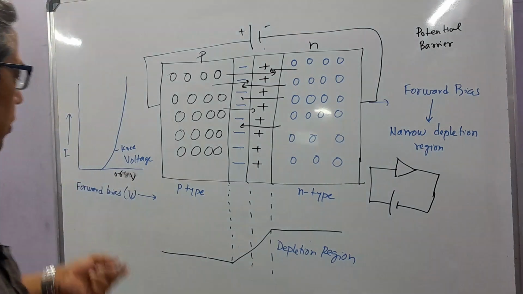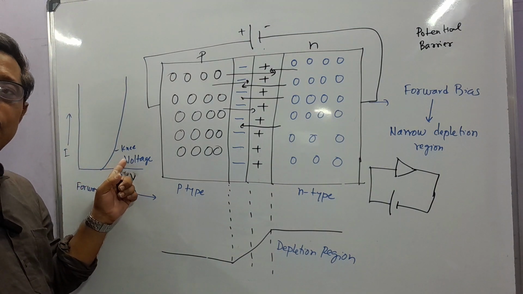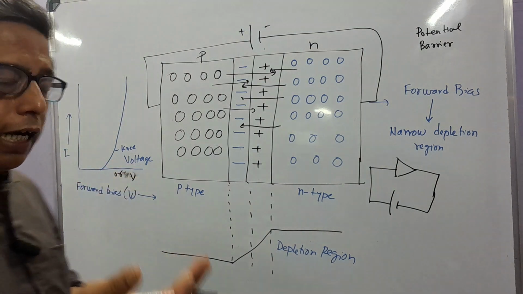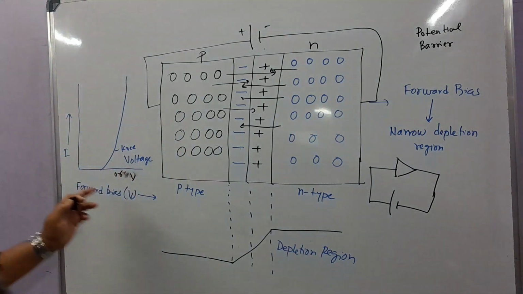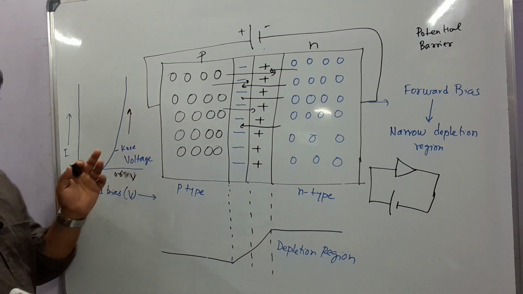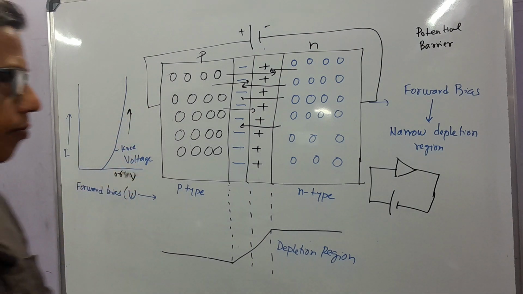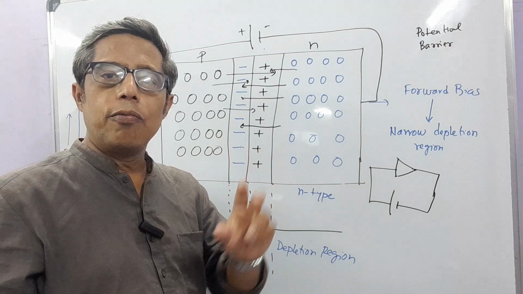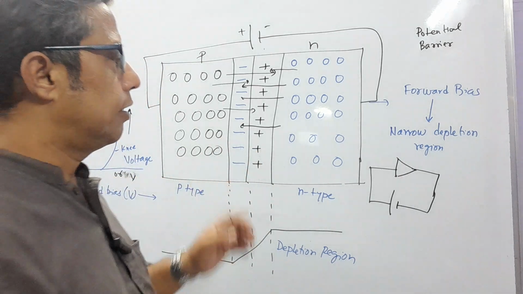If you look at the graph, there is a voltage called the knee voltage. If you give more voltage than the knee voltage, the current starts flowing like this. There will be a sudden shoot of current. So this is the knee voltage, and this is a very small description of the PN junction diode.